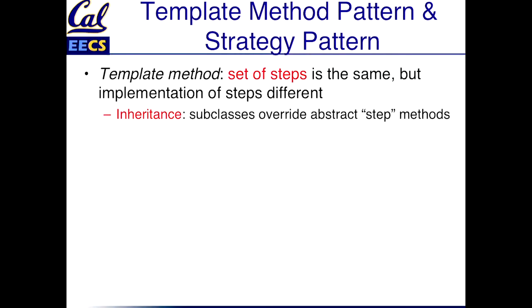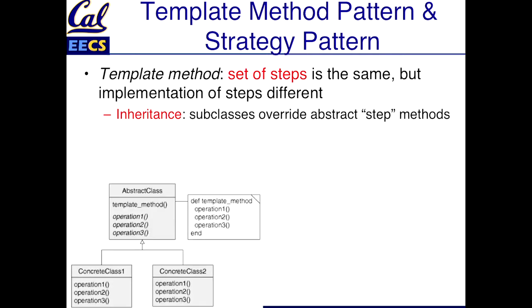The template method design pattern helps you when you have the same set of steps no matter what the variant is, but the implementation of each step is different. And in this case, because the set of steps is the same, you can imagine having a superclass where the high-level method is step 1, step 2, step 3, and then each of the subclasses would just override how those steps are done. So in that case, it's appropriate to use inheritance. And we'll show an example of this in a moment.